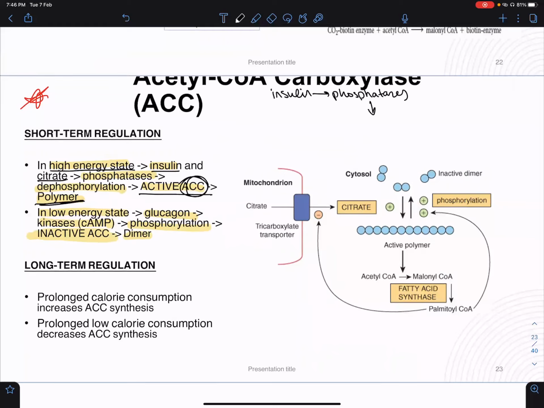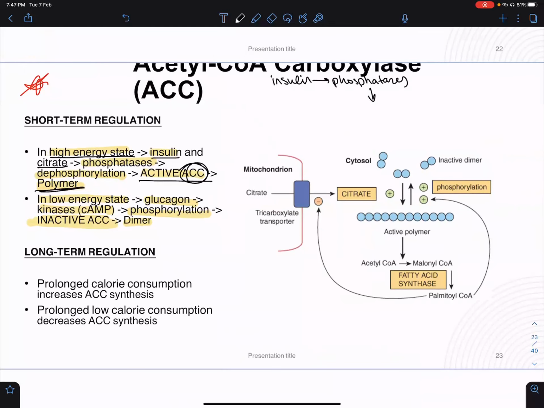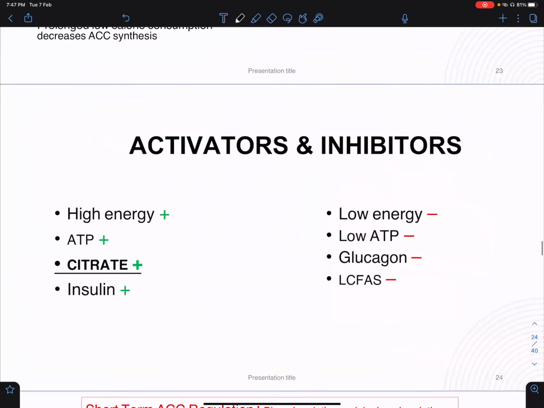So this is short-term regulation, which depends on the current state of the body. Are you in the fed state? Are you in the fasting state? For long-term regulation, it means it's something that's progressive over time. For example, if you have prolonged calorie consumption, so you're always overeating, like it's been years, like a lifestyle, this increases ACC synthesis, so you're more likely to store fat. But prolonged low calorie consumption, so you're constantly undereating, decreases ACC synthesis, so you're less likely to make fatty acids. Any questions so far?